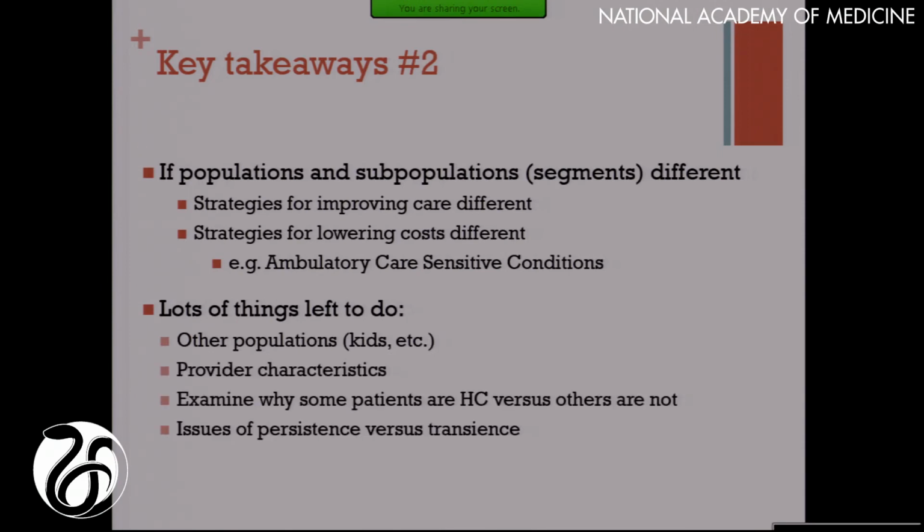So if populations and subpopulations are different, then the point is strategies for improving care are going to be different. Strategies for lowering costs are going to be different. And it also begins to, I think, pose some very interesting questions. I ran into Jeff yesterday at the airport last night, and we were talking about this. We were talking about organizations that are, for instance, really terrific at taking care of frail elderly.